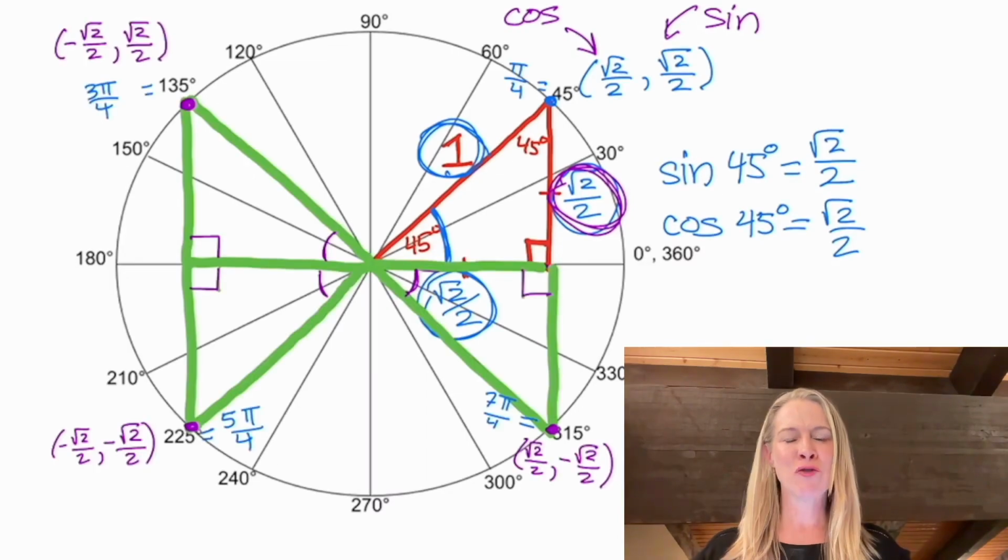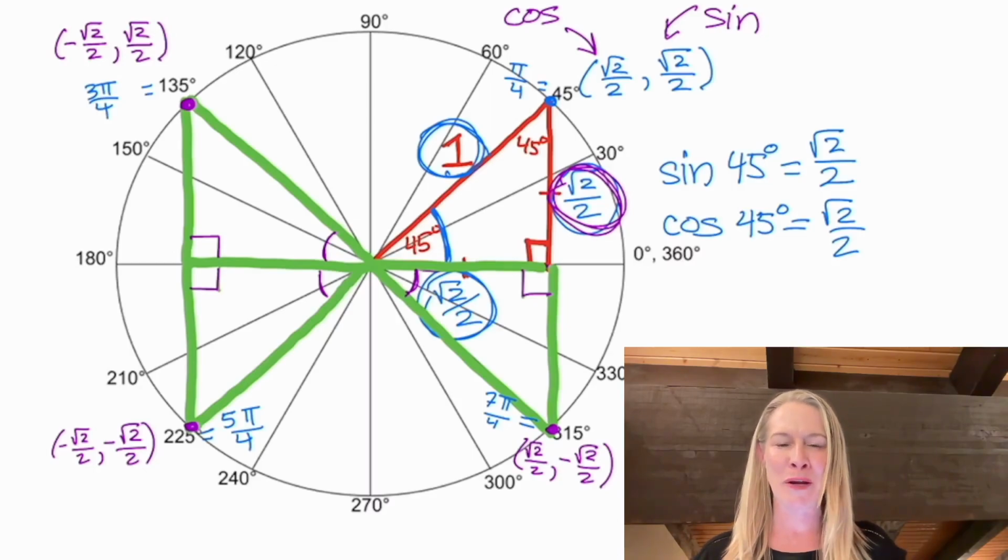I've drawn in the other three triangles that also have a reference angle of 45 degrees. And since each of those legs on those triangles are root 2 over 2, I've included the appropriate coordinates where each of those triangles hits the circle, including the positive or negative where it's appropriate.